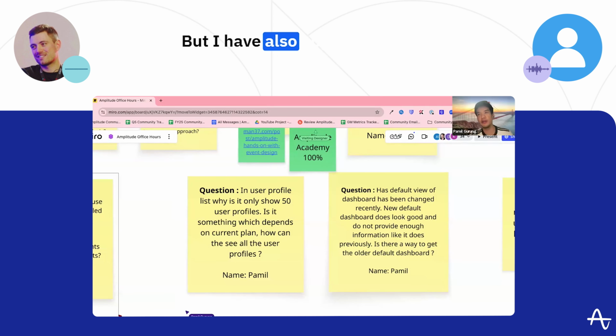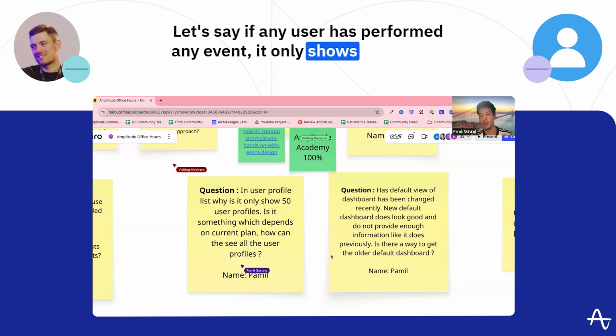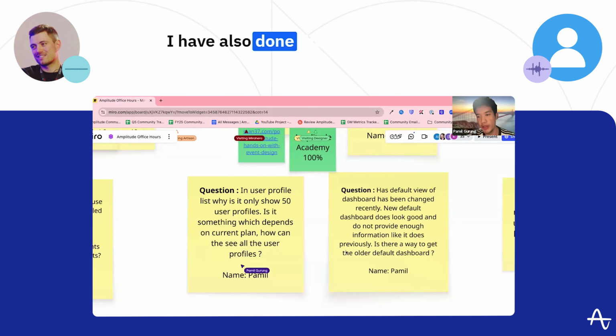But I have also applied the filter. Let's say if any user has performed any event, it only shows me 50. I have also set the page size to 50. It only shows me the one page.